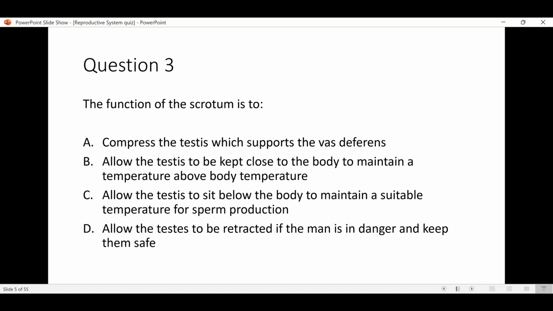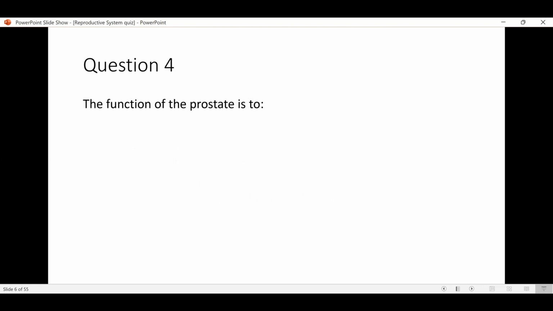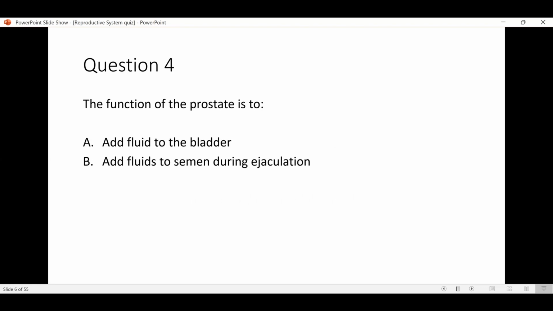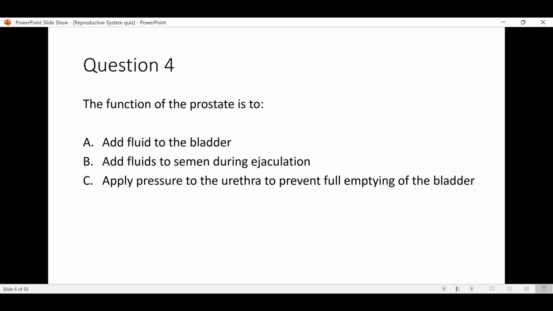Question 4. The function of the prostate is to add fluid to the bladder, add fluids to semen during ejaculation, apply pressure to the urethra to prevent full emptying of the bladder, or remove moisture from the urethra.